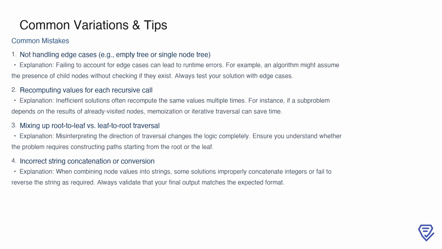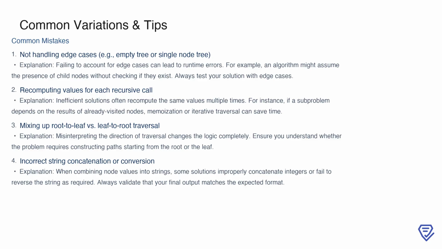Here, we highlight some common mistakes to watch out for when solving this problem. First, failing to handle edge cases like an empty tree or a single-node tree can lead to runtime errors. For example, your algorithm might assume child nodes exist without verifying, which can cause it to break. Testing edge cases is essential to ensure robustness.